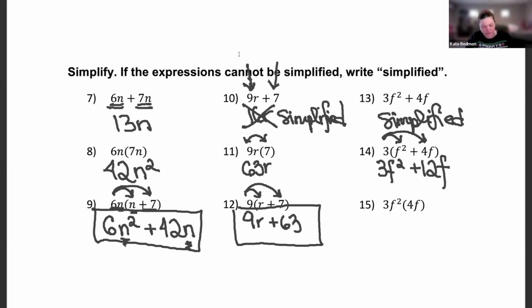Now, I might not have been able to add 3f squared and 4f, but anything can multiply, right? So we will do 3 times 4. That's 12. And then we will have some number of factors of f. We will count them up. This is already 1, 2. See that exponent 2? That's 2 factors of f. And there's another one for a total of 3 factors of f. I have 12f to the third power.